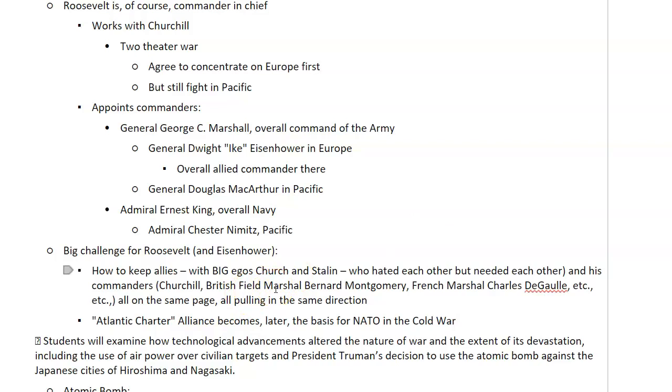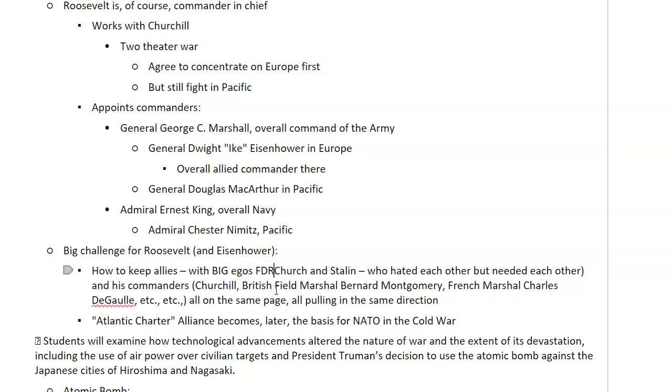You have FDR himself, Churchill, and Stalin of the Soviet Union. All three of them had big opinions of themselves and wanted to be the top dog. So FDR, to some degree, had to manage Churchill and Stalin. They hated each other. Well, FDR and Churchill got along a bit, but Churchill and Stalin hated each other. But they needed each other.